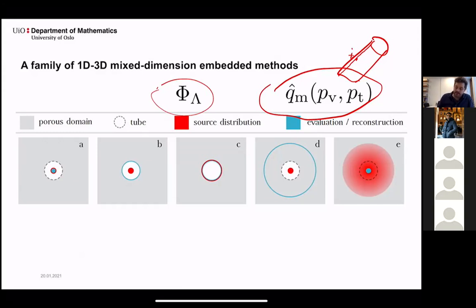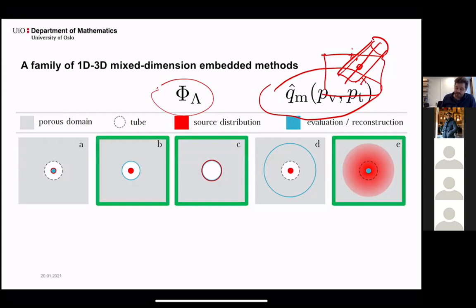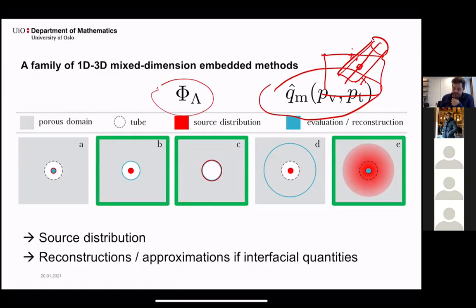But now, when we're looking at this in this abstract way, we only have this average pressure in the middle, and we might have for some given discretization of the outside space, let's say it's like this, we might only have some pressure information somewhere in the vicinity. Now we're going to look at different ways to approximate this flux between the tubes and the porous matrix. And I'm going to present 3 different approaches. They're going to differ by the source distribution and by the reconstruction.